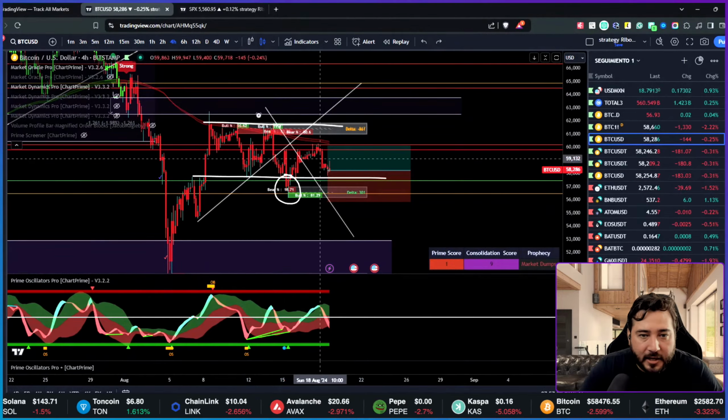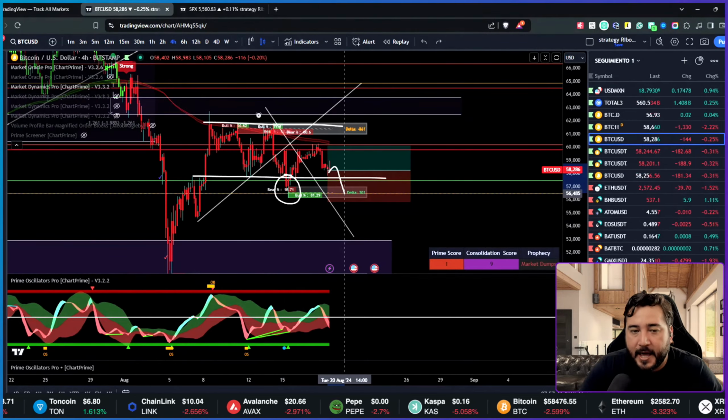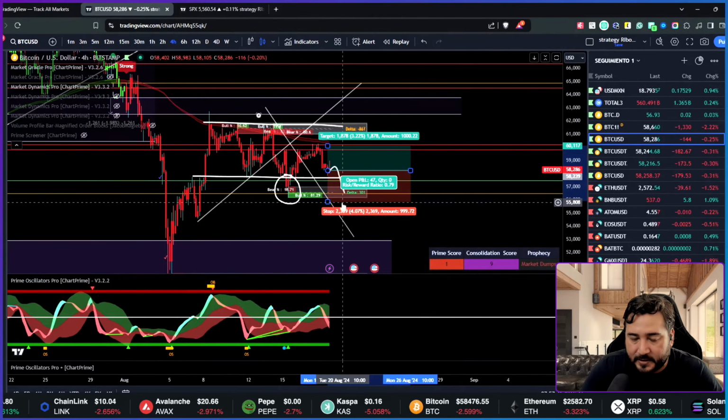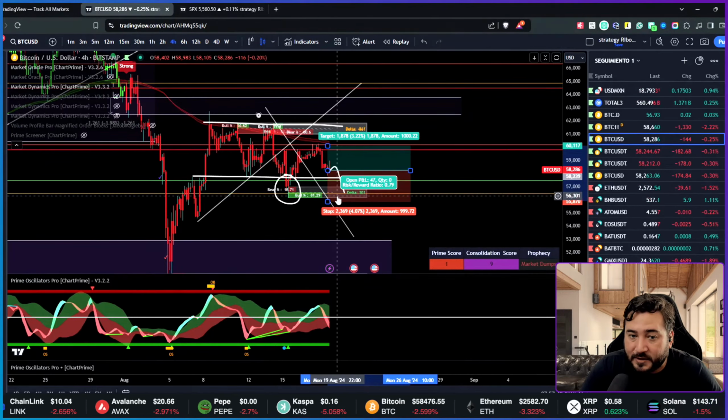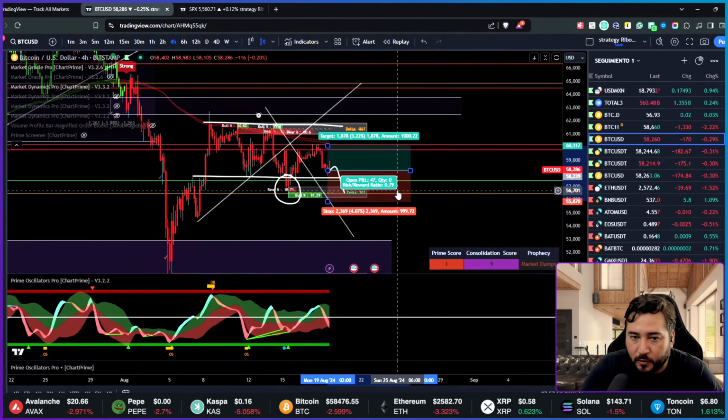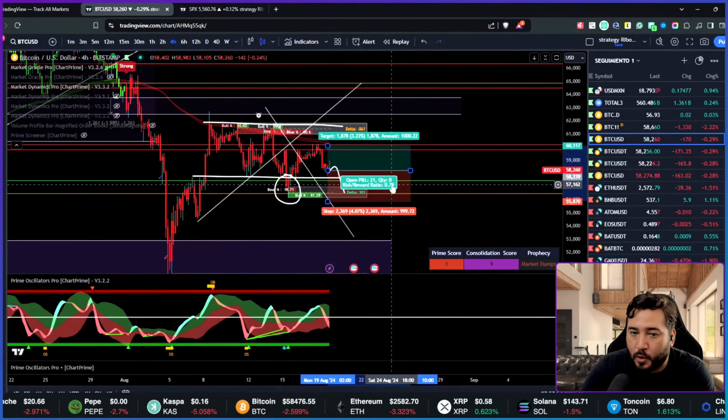What could happen here is that it reverses on me, and that's exactly what I was mentioning to you guys, that my stop loss is below my support here, to prevent it from stopping me out at the very first move. And also look at my risk reward ratio, it's horrible.